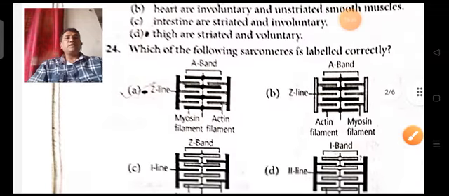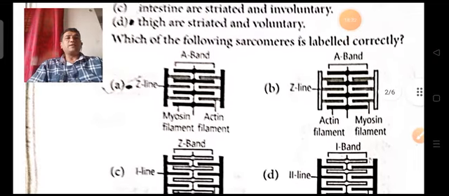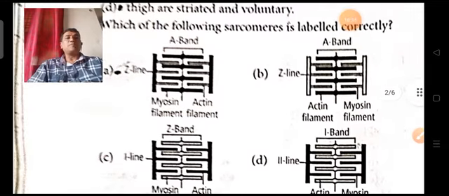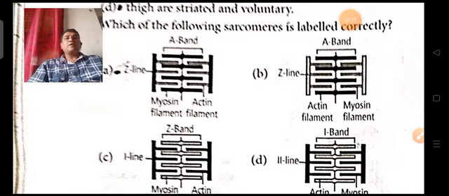Next, here you are seeing the four diagrammatic representations. Which of the following sarcomeres is labeled correctly? So here you see that the sarcomere is the line between the two adjacent Z lines, or one half of the I band and next A band followed by the I band. So from the given thing, they should be alternatively arranged and parallel to each other in the horizontal position, and also they should be in the vertical position.